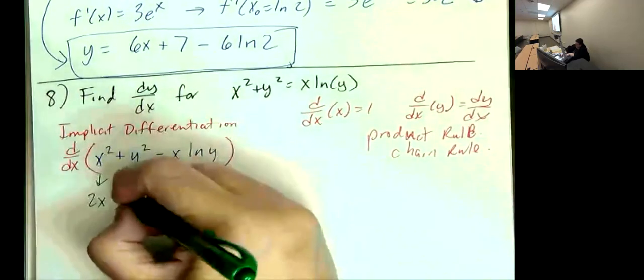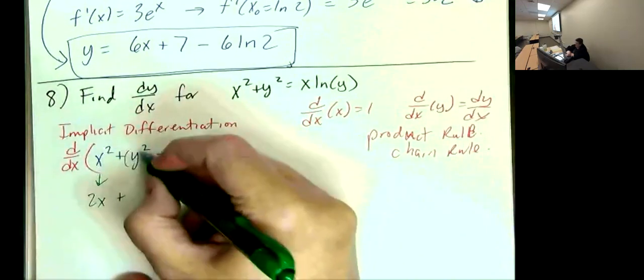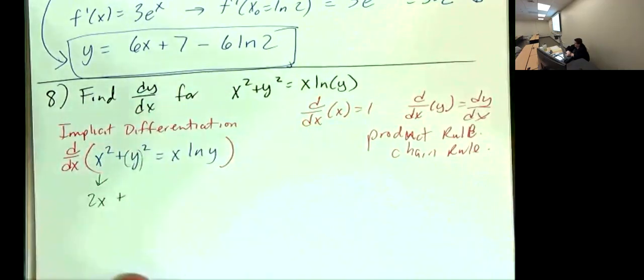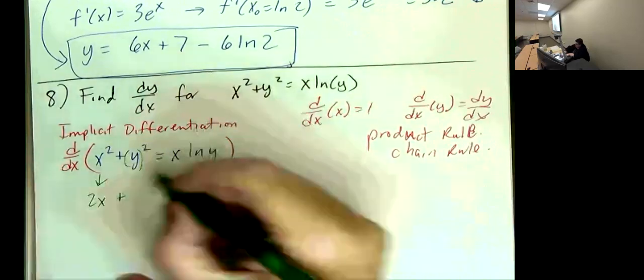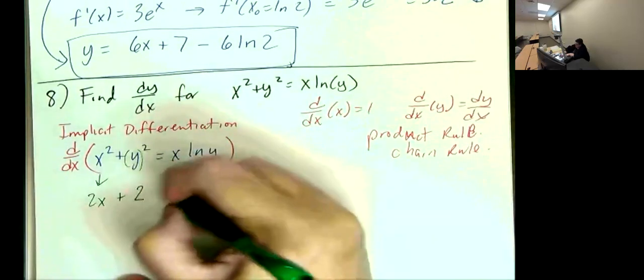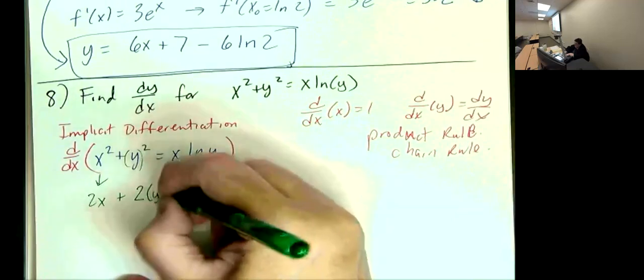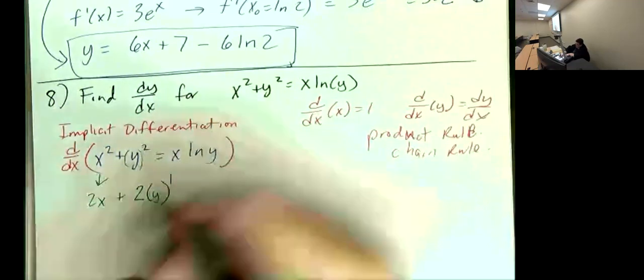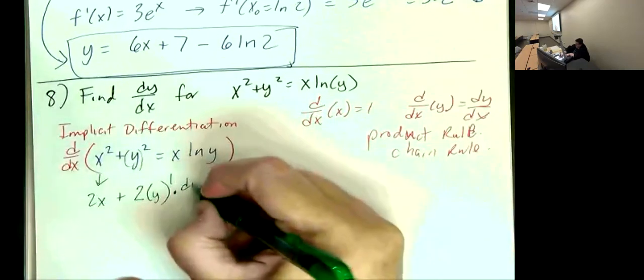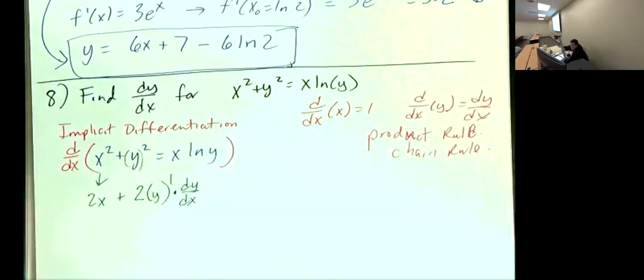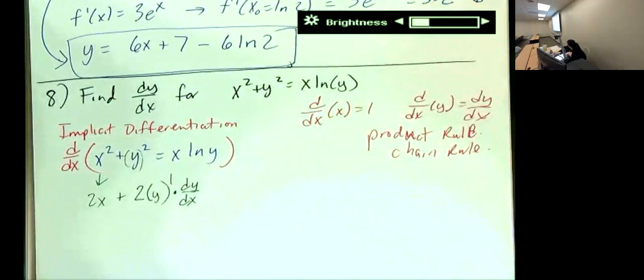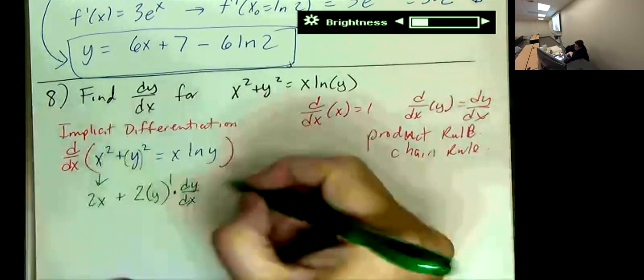The y squared one, y is like an inner function here. The square is the outer function. So the chain rule would say take the derivative of the outer, which is the square, which means bring the 2 down and lower the power by 1. And then multiply by the derivative of the inside. The derivative of the inside is dy dx. Equals.